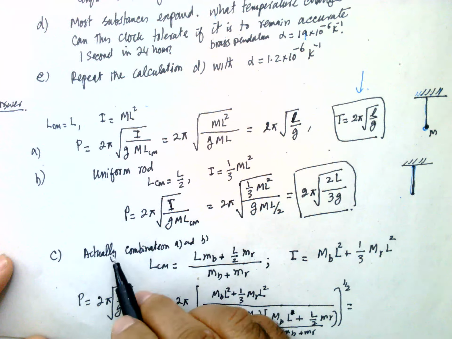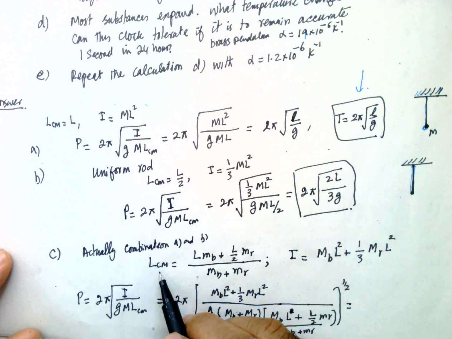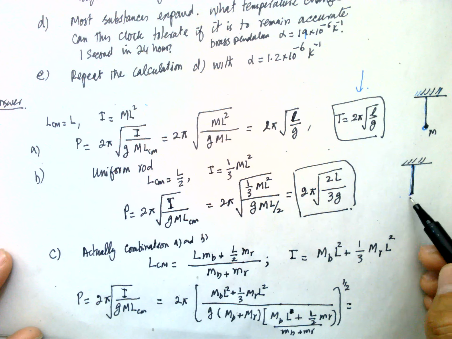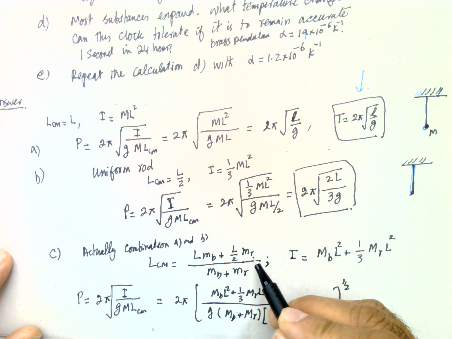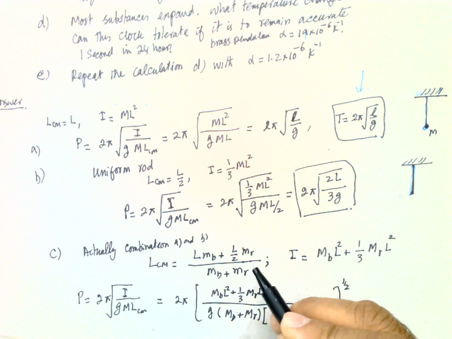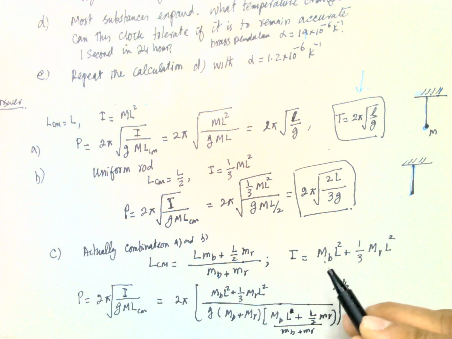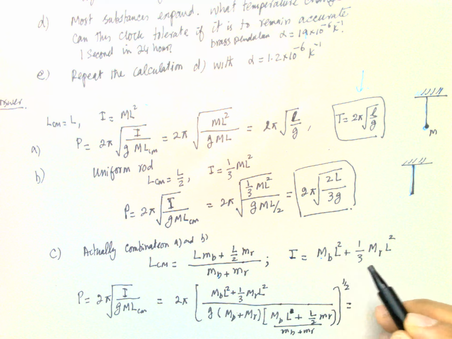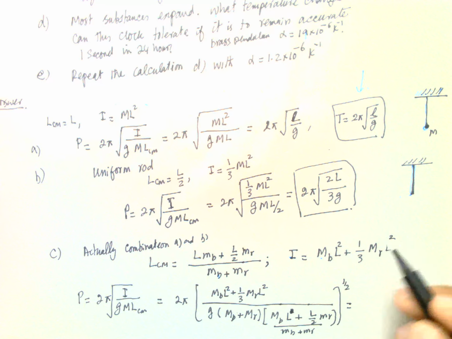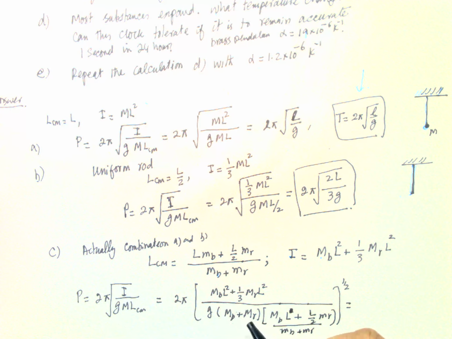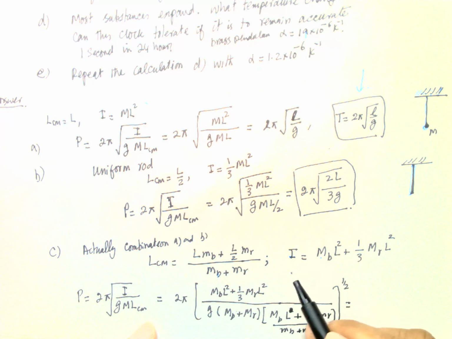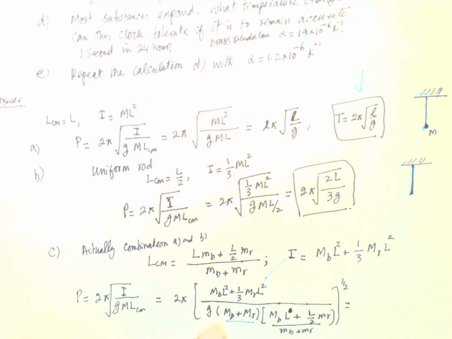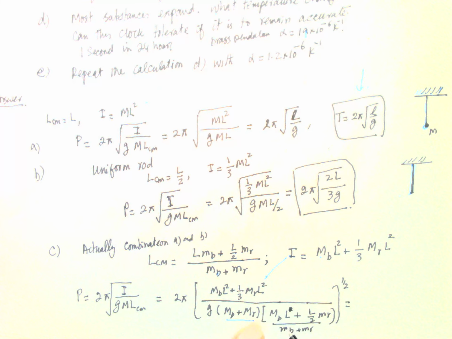Now for part C, actually A and B combined. L_CM is a combination of the pendulum and the rod. L_CM is L times M_B plus half M_R, over M_B plus M_R, where M_B is the bob and M_R is the rod. The moment of inertia is M_B L squared plus one third M_R L squared. If you substitute these values into the original formula, M is the combined mass of both of them, and then L_CM.